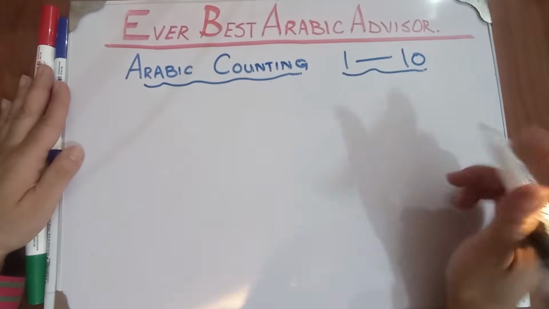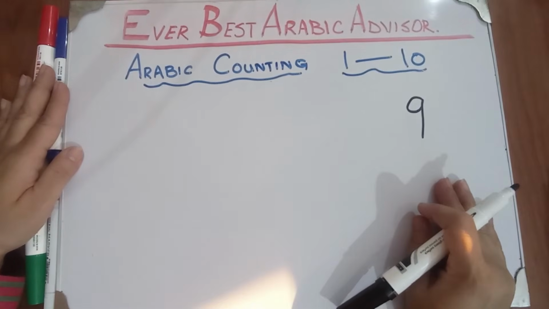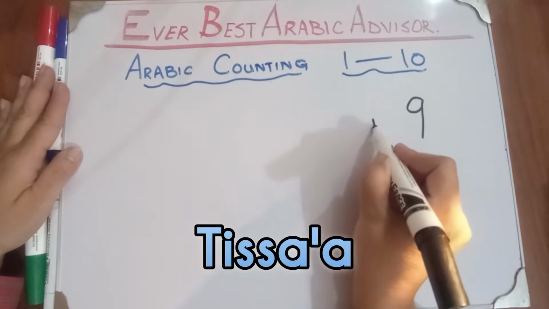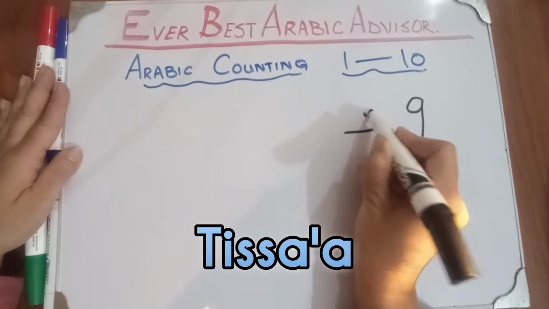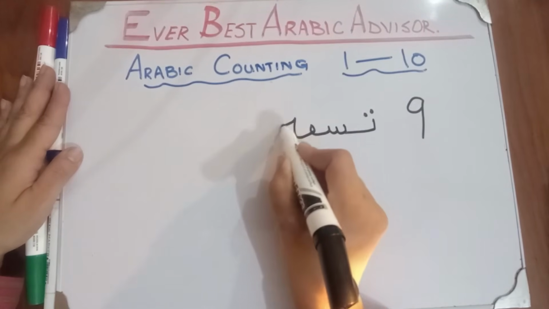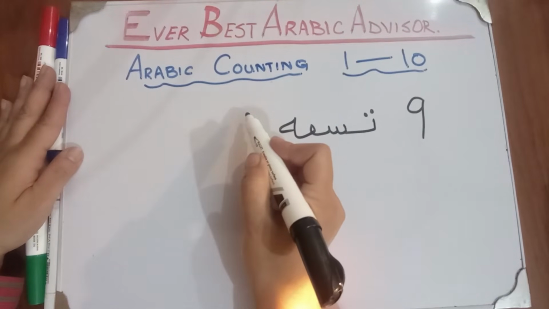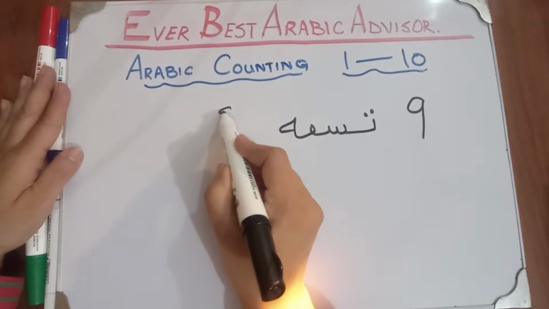It is number 9 now. For number 9 in Arabic, it is tis'a. Ta, sin, ain, and ha. Tis'a. The numeral 9 in Arabic is the same, just like this.